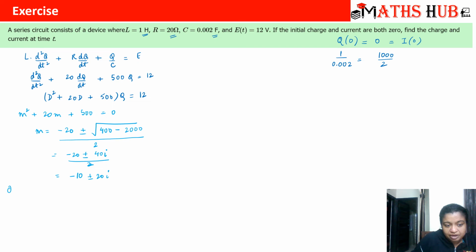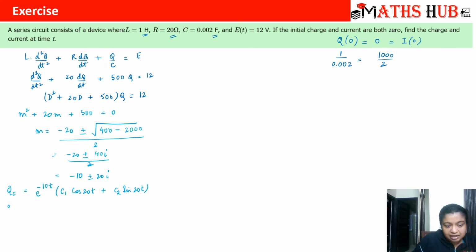So from here we need to calculate Q. So the complementary solution of charge is e raised to power minus 10t into C1 cos 20t plus C2 sin 20t, right?